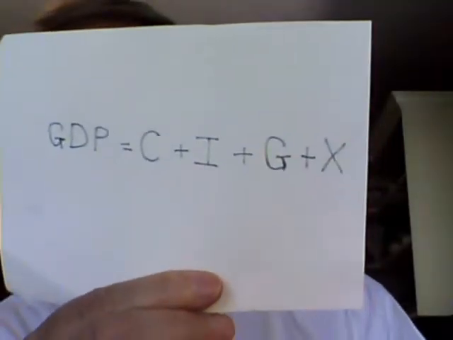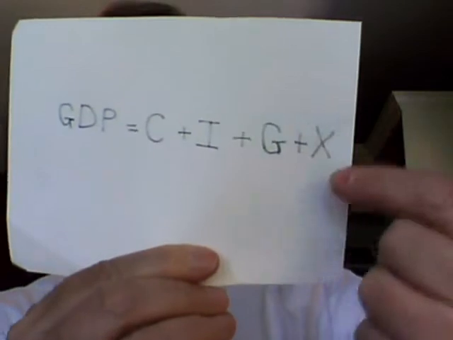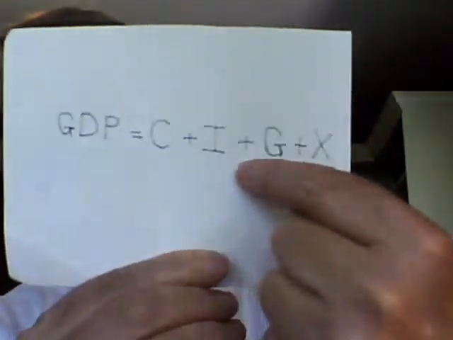If you look on the inside cover of your book, what you'll discover is, of these four pieces, these two pieces alone make up close to over 80% of all GDP. So if we understand what drives consumption spending and investment spending, we've gone a long way to understanding what drives GDP. So that's what we get started on in chapter 27. What drives GDP? Well, the two big pieces are C, which is consumption spending, and I, which is private investment spending by businesses.